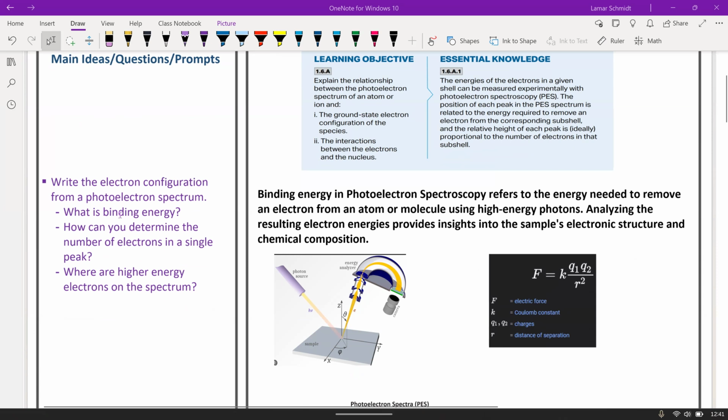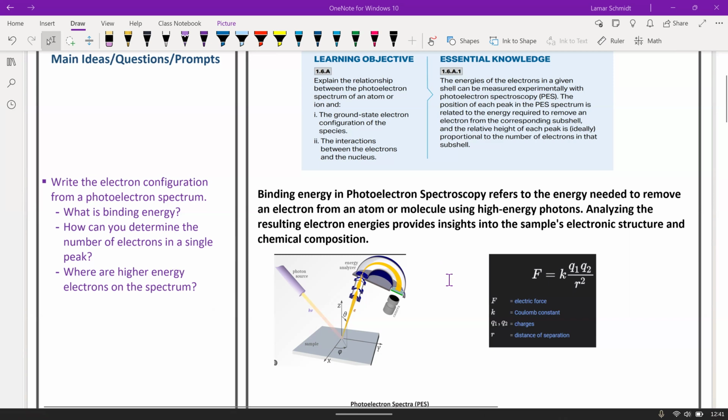So the first part says we should write the electron configuration from a photoelectron spectrum. And then let's look and see. It says, what is binding energy? I put here binding energy, and it even says this in the essential knowledge, but the binding energy refers to the energy needed to remove an electron from an atom or molecule using these high energy photons. And so we can analyze the amount of energy needed for this, and we get some insights of some chemical composition of a substance. All right, so that's our binding energy.